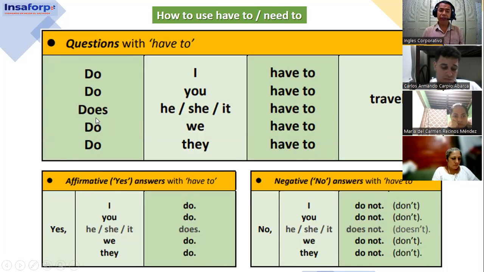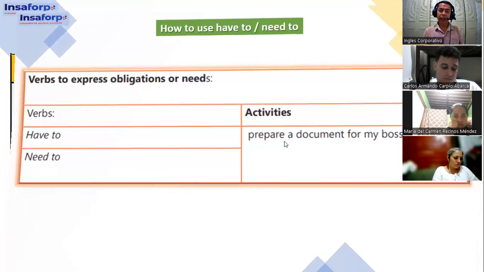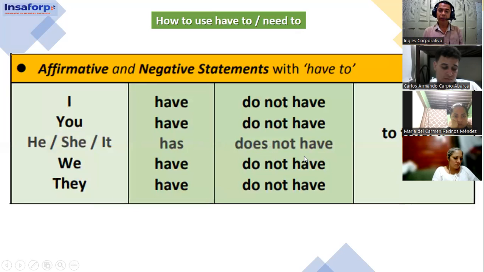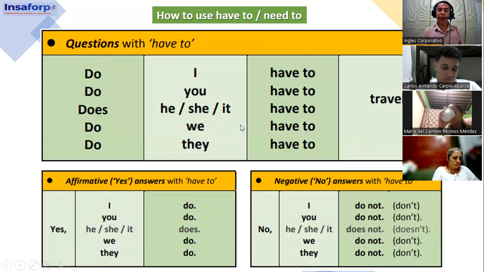Every time we use does, like in negative, look, we don't say has, we say have. Does not have, she does not have, right? Or in question, does she have to? So you don't have to say that she has to. No, no, no, no. That she have to, right?